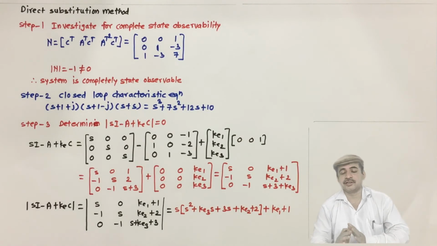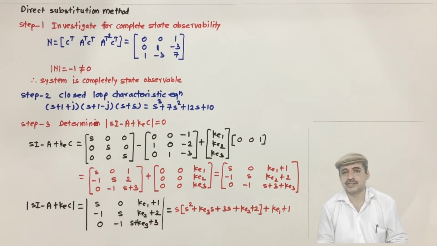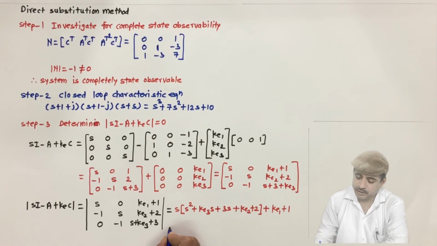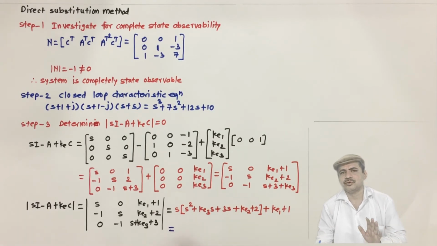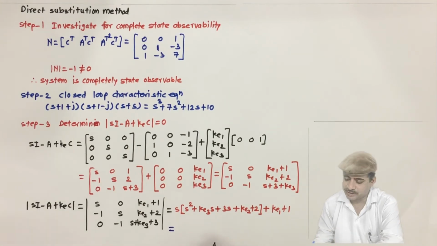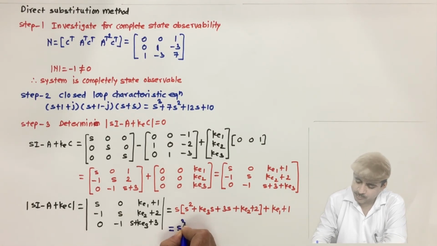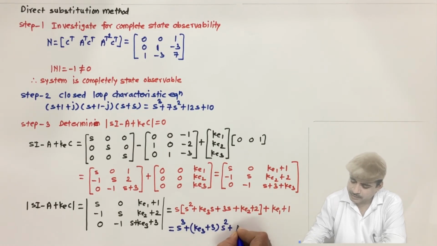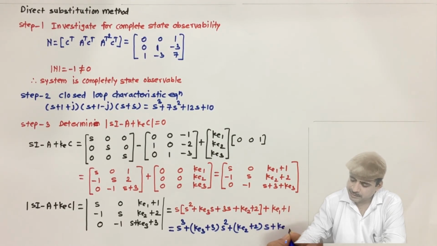As you go on increasing the order of the matrix, solving the determinant becomes more and more difficult. So you have to choose this method with your own convenience. I always recommend for 2 by 2 you can solve by Ackermann formula or this formula, but for 3 by 3 onwards you always go by the similarity transformation method if the method is not mentioned. So it's S cube plus KE3, I will take it common, plus 3 into S square plus KE2 plus 2 into S plus KE1 plus 1.